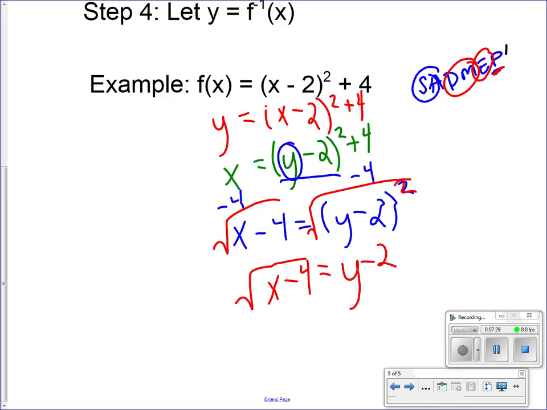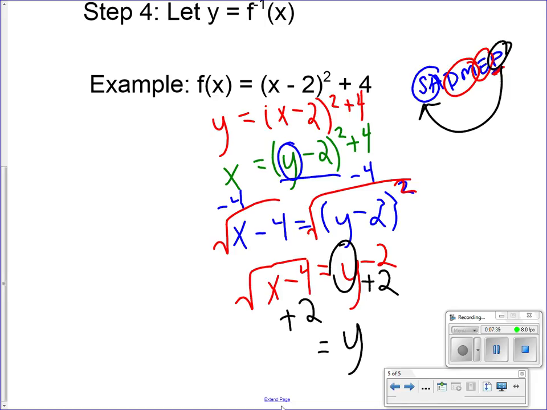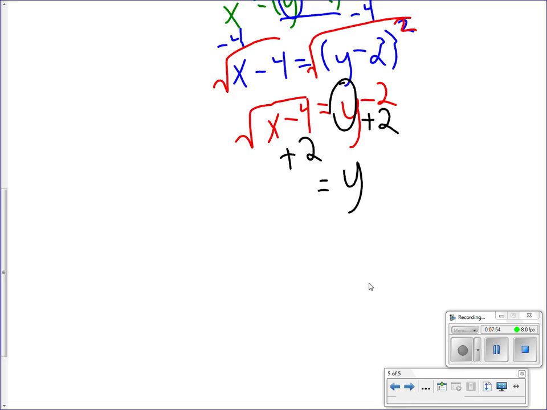So when you get to the P, go back to the beginning. Is there anything to add or subtract to get y by itself? Notice that 2 does not go in the radical. So what we like to do is write it in front of the radical just so there's no confusion between what's in the radical and what's not.